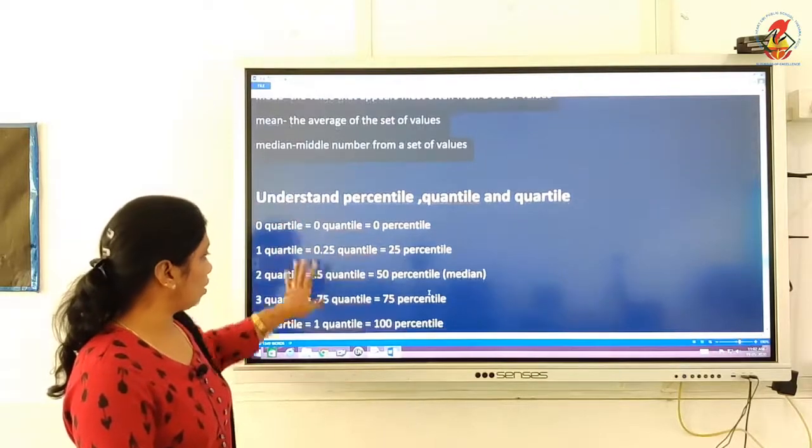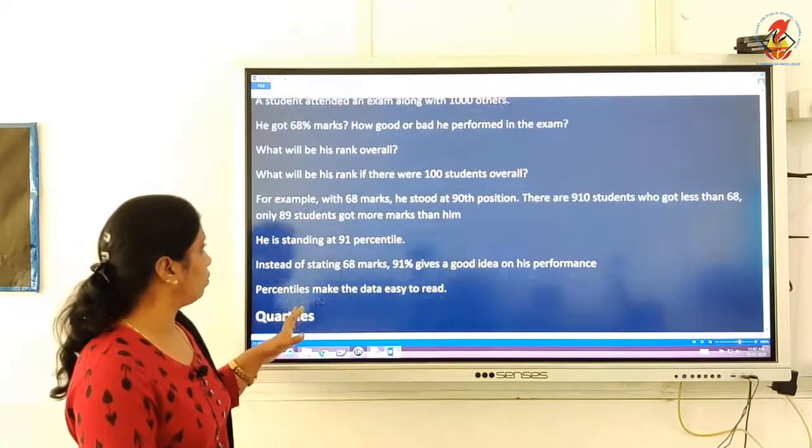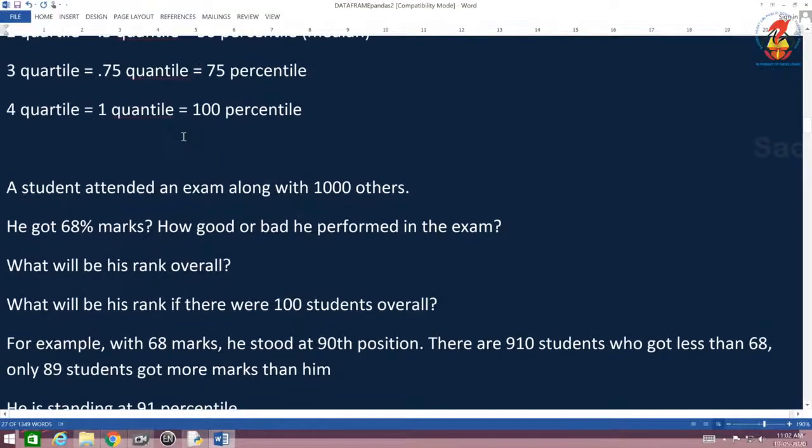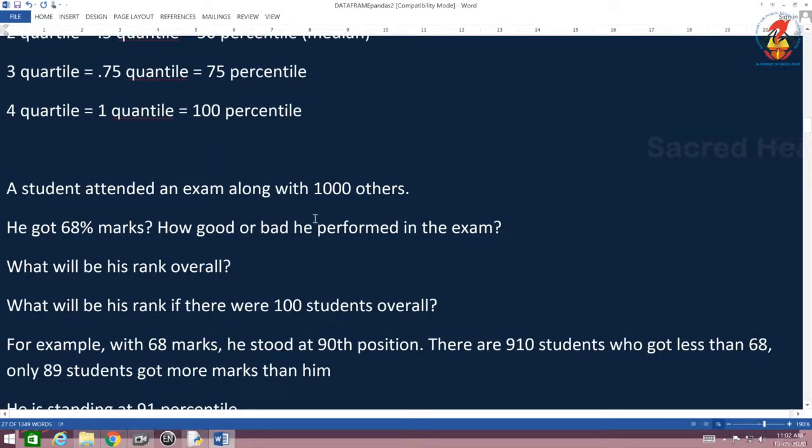Let's not go to this and all. It's just a vague one. You read this. Okay, a student attended an exam along with 1,000 others. Okay, he got 68% marks. How good or bad did he perform in the exam? How will we know? Only if you take the whole mark sheets of the 1,000 students can we know where exactly he stands. So what will be his rank overall?